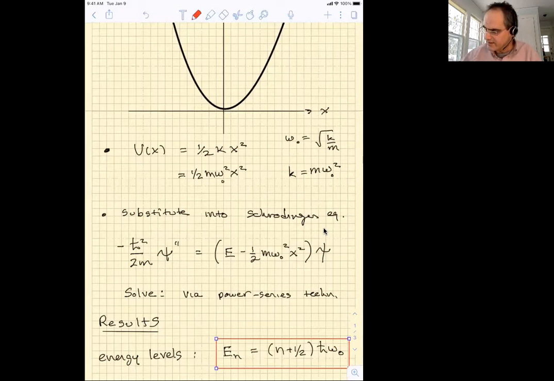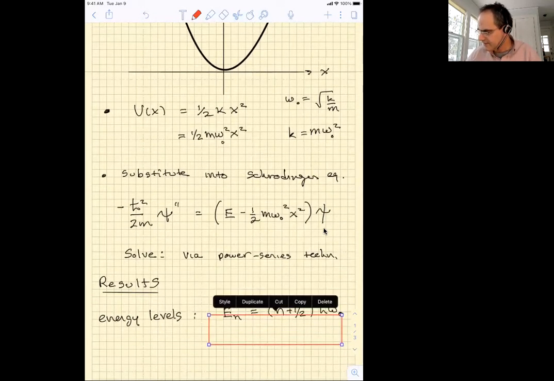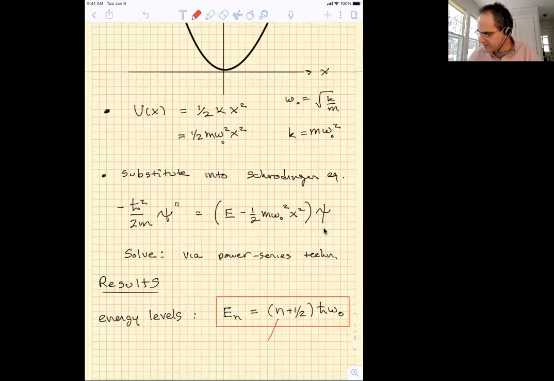And look at these states. There's something interesting about them. They're equal to n plus 1/2 times h bar omega naught. Here, n is an integer, which can take on values 0, 1, 2, 3, and so on. So 0 is a good quantum number in this system.